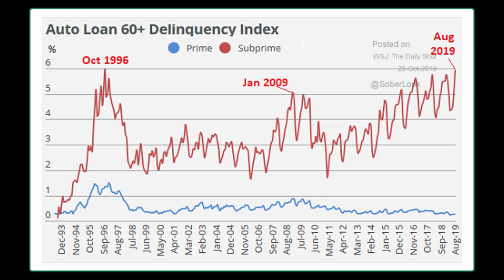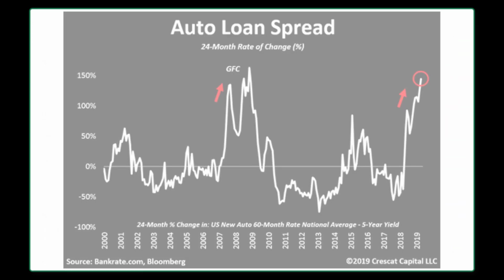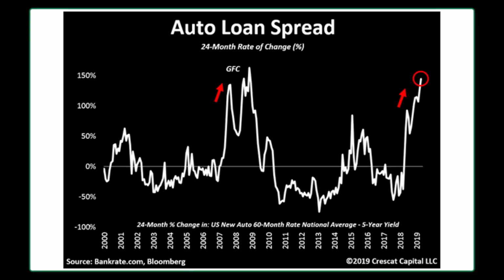The prime market's still holding up fairly well, but usually in the credit markets, it's the lowest quality that goes first and then flows up from there to the higher quality tiers. The next chart shows the spread between the national 60-month auto loan rate over the 5-year Treasury rate, and we can see that those spreads have jumped considerably back to the great financial crisis peaks.